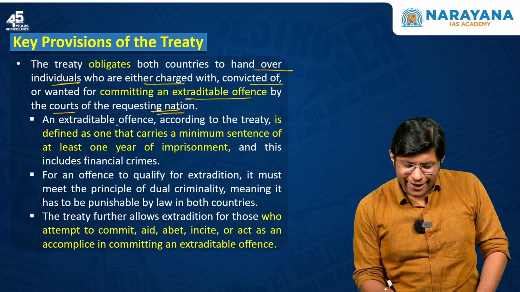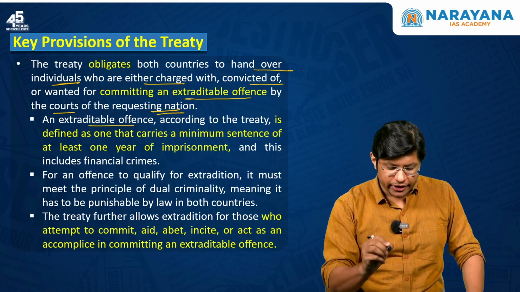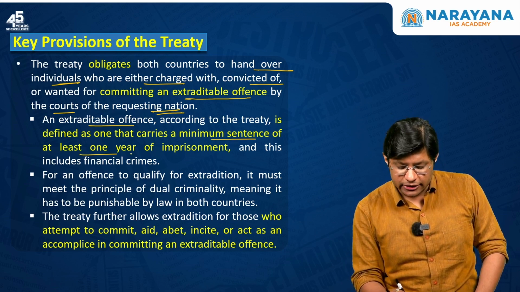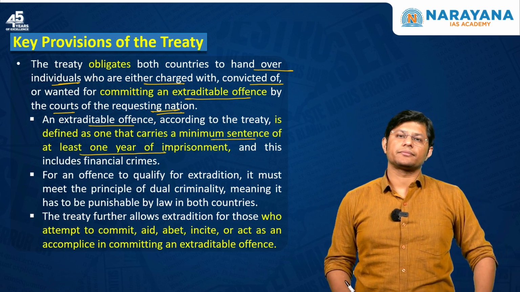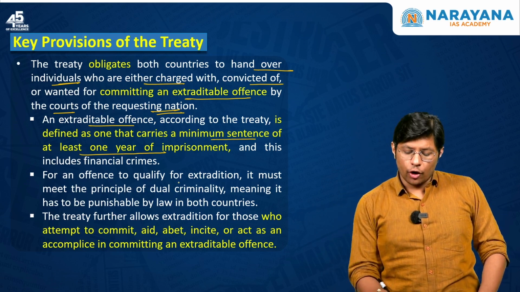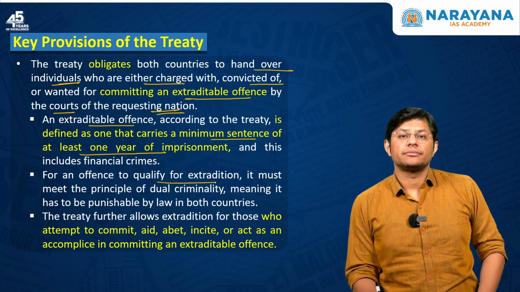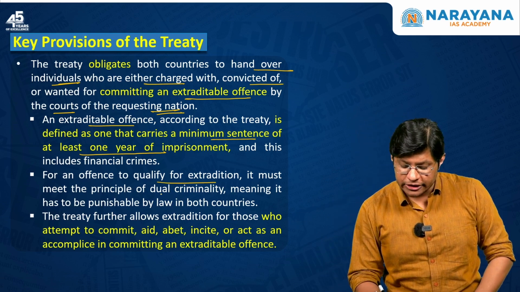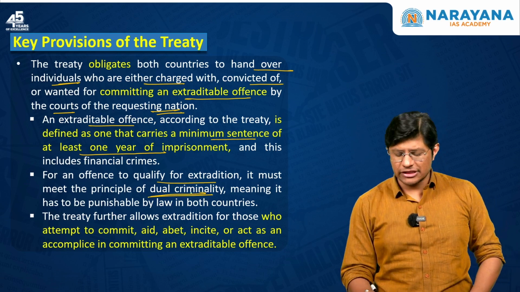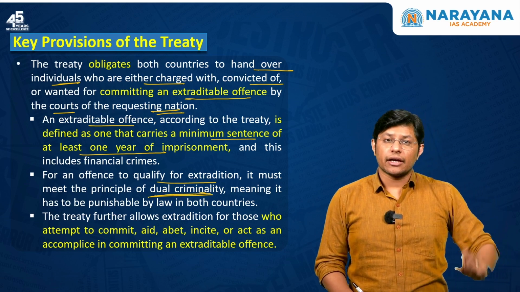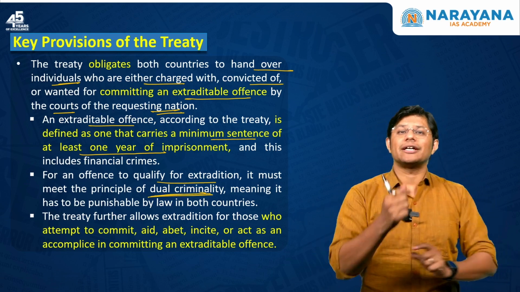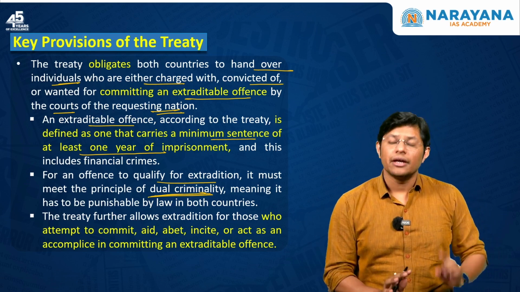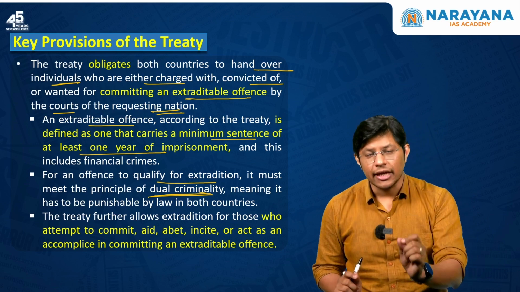Now, an extraditable offence according to the treaty is defined as one that carries a minimum sentence of at least 1 year of imprisonment, right? For an offence to qualify for extradition, how would you understand if the offence is qualified under extradition? It must meet the principle of dual criminality. What is this dual criminality? Which means the crime should be punishable by law in both the countries. For example, murder. Murder is a crime which is punishable in both the countries. This is known as dual criminality.